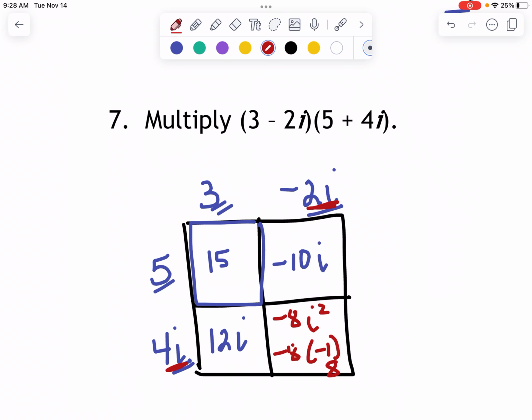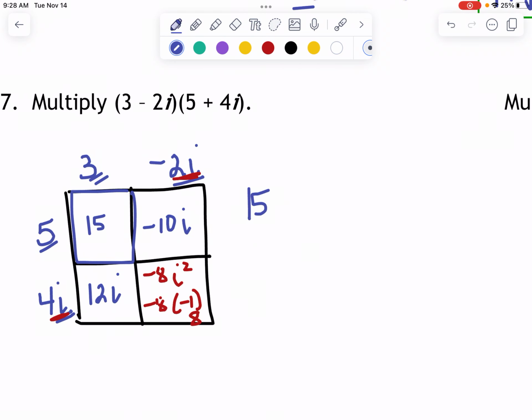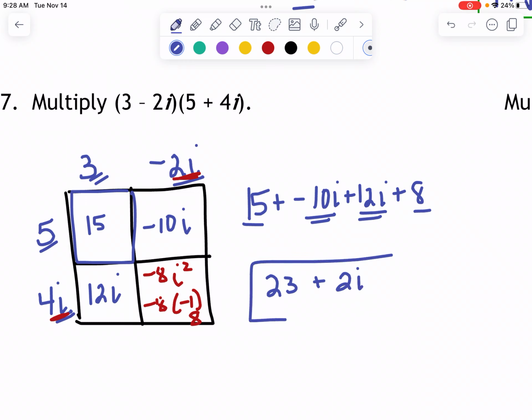which gives me positive 8. So now what I have cooking here is 15 plus a negative 10i plus a 12i plus an 8. I can combine some like terms. 15 plus 8 gives me 23. A negative 10i and a positive 12i. Negative 10 plus 12 gives me 2, and I have an i there.